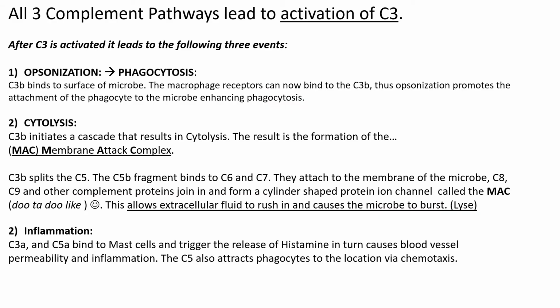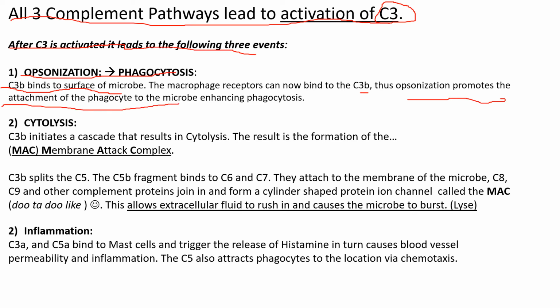So let's look. All 3 complement pathways lead to activation of C3. After C3 is activated, it leads to the following 3 events: phagocytosis, opsonization, and cytolysis. The C3 binds to the surface of the microbe. The macrophage receptors now bind to the C3b. Thus, opsonization promotes the attachment of the phagocyte. So the C3b binding promotes this opsonization, and the opsonization promotes the phagocyte to the microbe, enhancing phagocytosis.